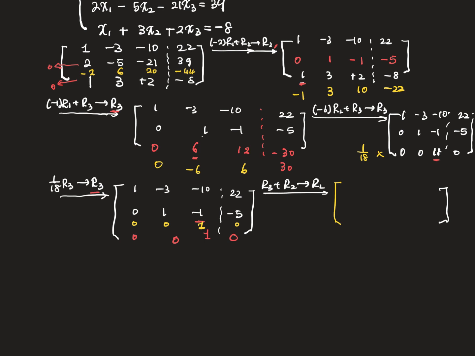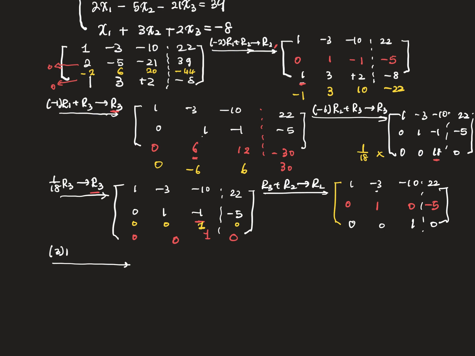Second row is going to be 0, 1, 0, negative 5. Anything else is the same: 0, 0, 1, 0, 1, negative 3, negative 10, and 22. Right? Okay. So what else? You can see it change. This one, negative 3, is going to be 0. This one is going to be 0 too. So let's go here.